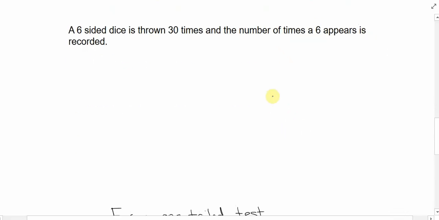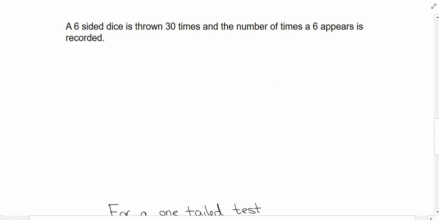So let's have a look at this scenario here. We have a dice. It's a 6-sided dice, a normal dice. We're going to throw it 30 times, and we're looking at the number of times a 6 appears. Let's start by defining our random variable. X is our random variable, the number of 6s. I'm just going to shorten it as much as I can.